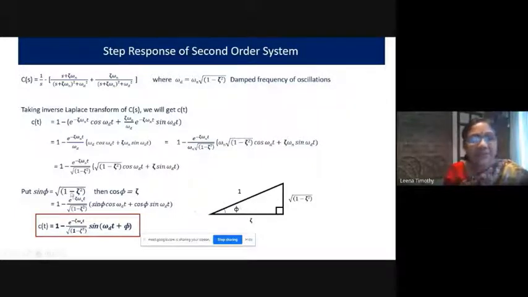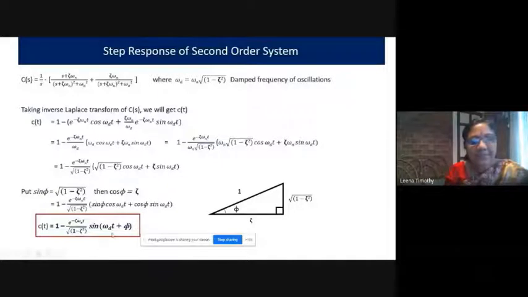Here the angle is phi. Therefore sin phi is equal to root of 1 minus theta square and cos phi is equal to theta. Also tan phi is equal to root of 1 minus theta square by theta. So substitute root of 1 minus theta square as sin phi, and theta is equal to cos phi. That is equal to c of t is equal to 1 minus e raised to minus theta omega n t divided by root of 1 minus theta square sin of omega d t plus phi.